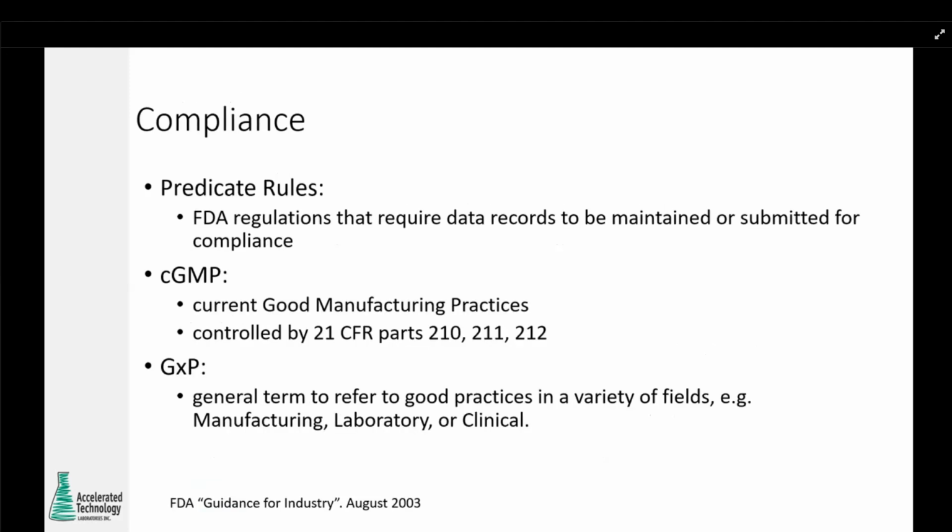Predicate rules are also covered under compliance. The FDA regulations require that data records are to be maintained or submitted for compliance to the FDA. CGMP, current good manufacturing practices, should be followed, and they're defined in 21 CFR Parts 210, 211, and 212. And then GxP is a general term that refers to good practices in a variety of fields, including manufacturing, laboratory, and clinical.